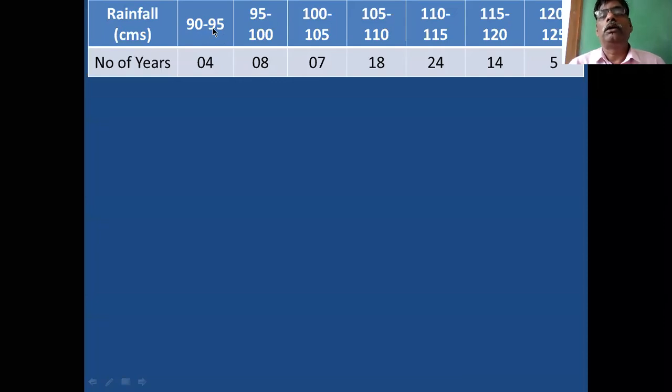Rainfall classes are 90 to 95 and so on. The number of years is called the frequency: 4, 8, 7, 18, 24, 14, 5. This table is to be converted into a less than cumulative table first. You have to prepare the less than cumulative frequency table. Write the heading less than cumulative frequency table.